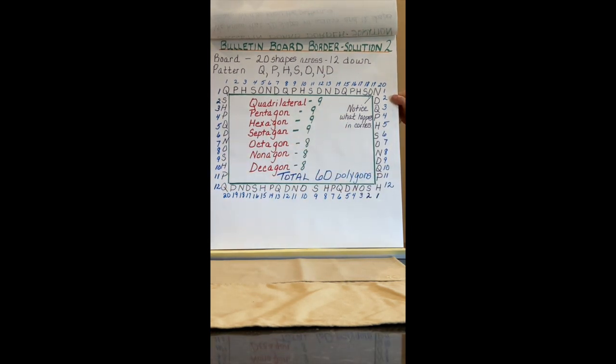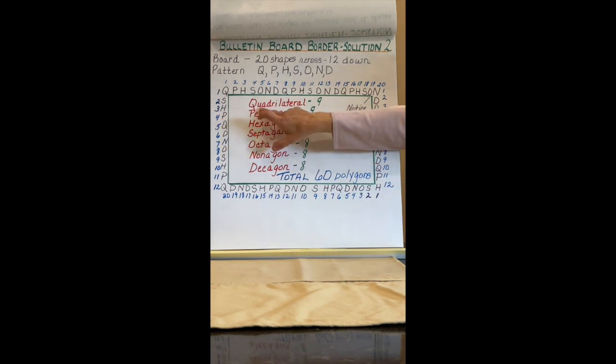So we notice what happens in the corner. This guy is a double count, we can't double count him because he counts on the top and along the side. So we get to start counting. So I put quadrilateral and then I counted my Qs. I went all the way around, counted all the Qs, and I got 9.